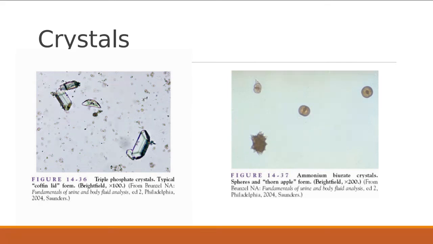So these are your triple phosphate on the left. Triple phosphate are also normally referred to as coffin lids. So they kind of look like coffins. The ones on the right are ammonium biurate. And that's these right here that are kind of spiky. And they look like a thorny apple because they've got all these thorns that come off of them.